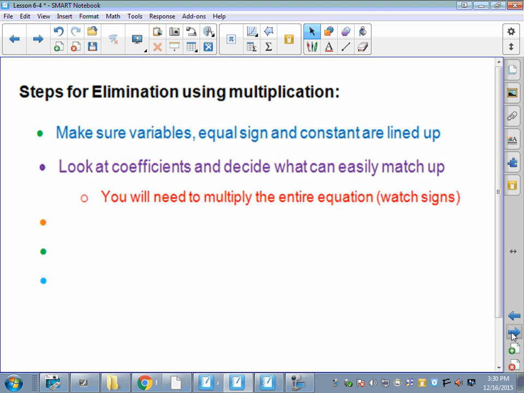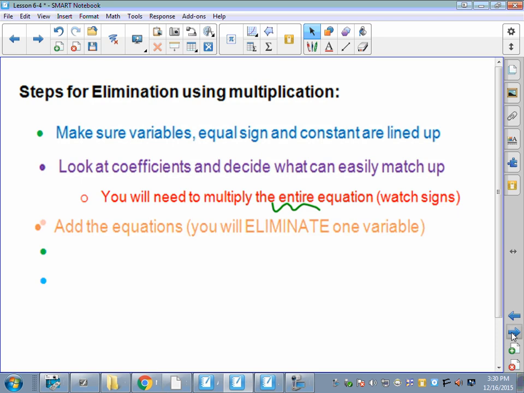You do need to multiply the entire equation. And watch out for those signs. Multiply by a negative if you need the opposite sign. If it's already a negative, just watch those signs. You multiply the entire equation. I think of it like the distributive property. Then once you get there, you've got the same coefficients for one of your variables with opposite signs. Add the equations straight up and down, and you'll eliminate one of the variables. That's the whole point of elimination.